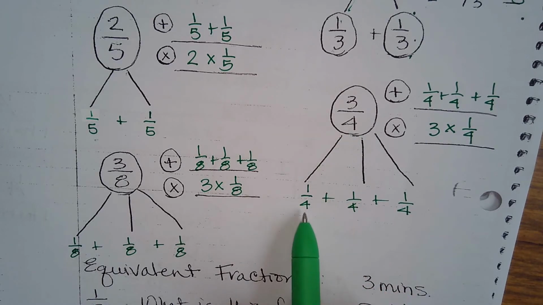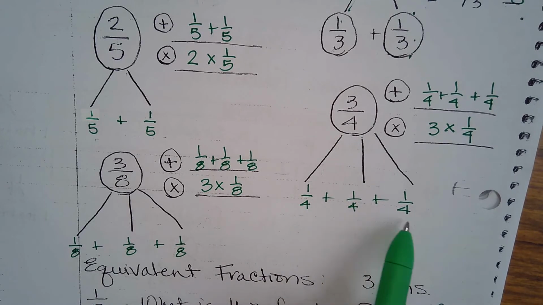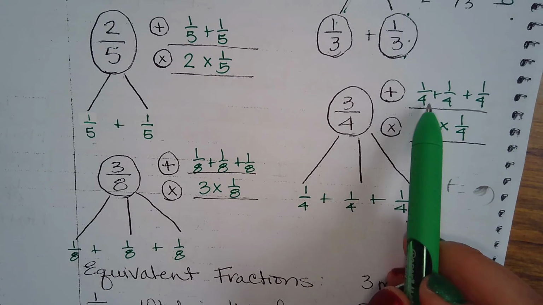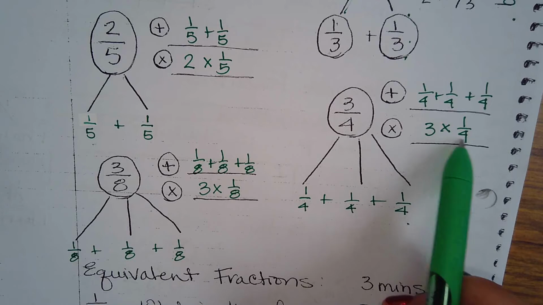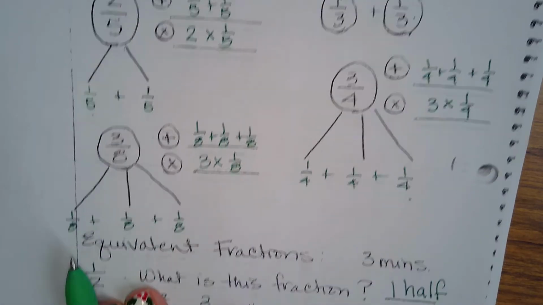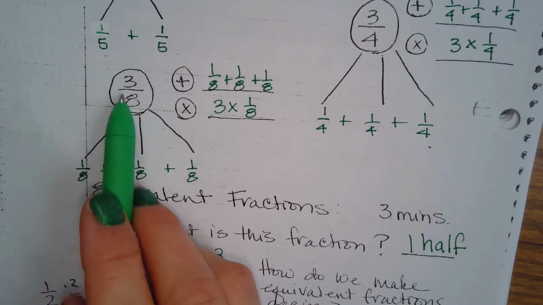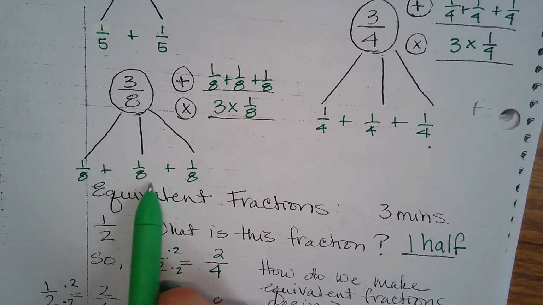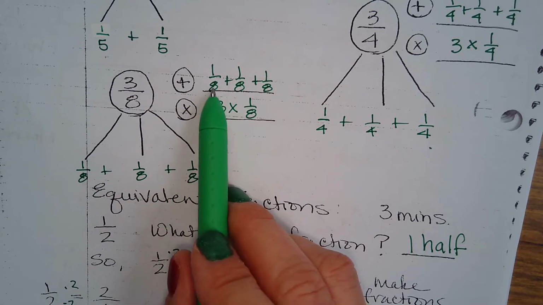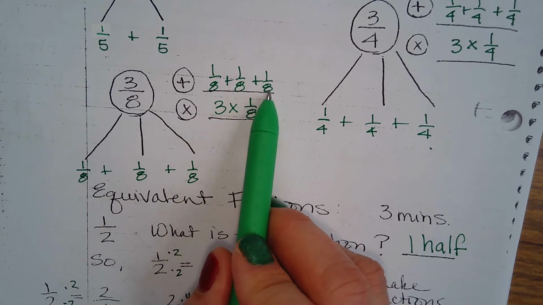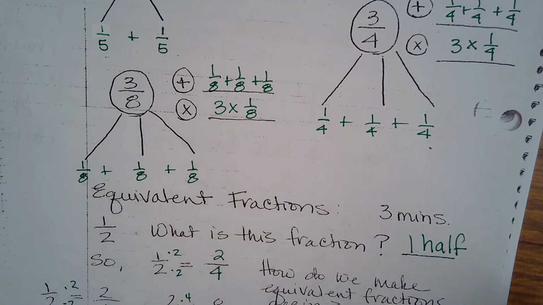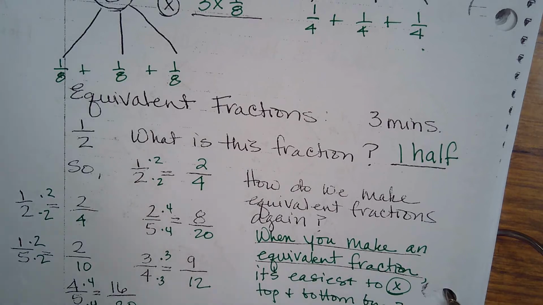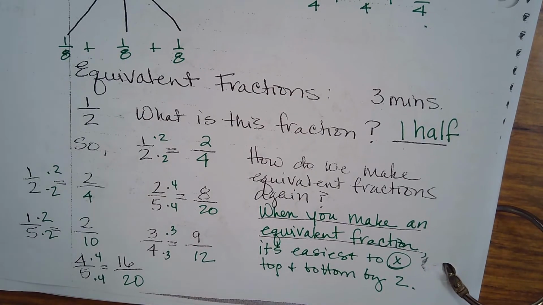3/4 is made of 1/4 plus 1/4 plus 1/4, which is equal to 3 times 1/4. Then 3/8 is 1/8 plus 1/8 plus 1/8, or 3 times 1/8. Then down below are equivalent fractions.